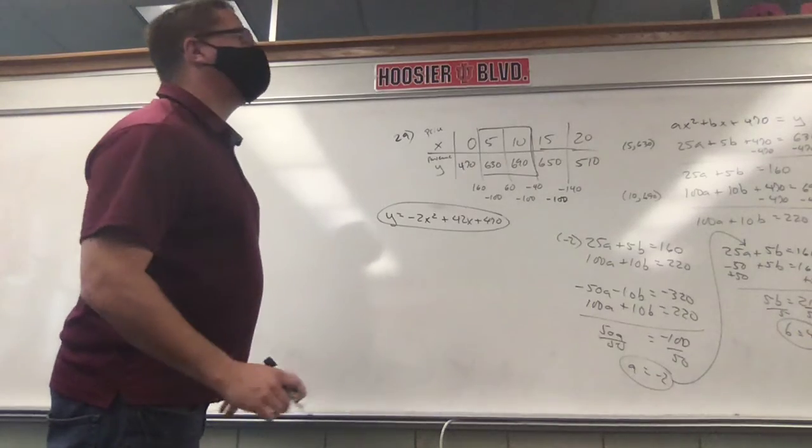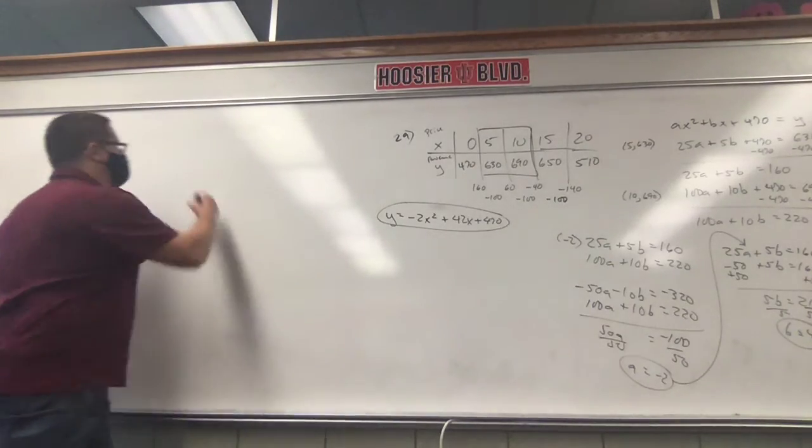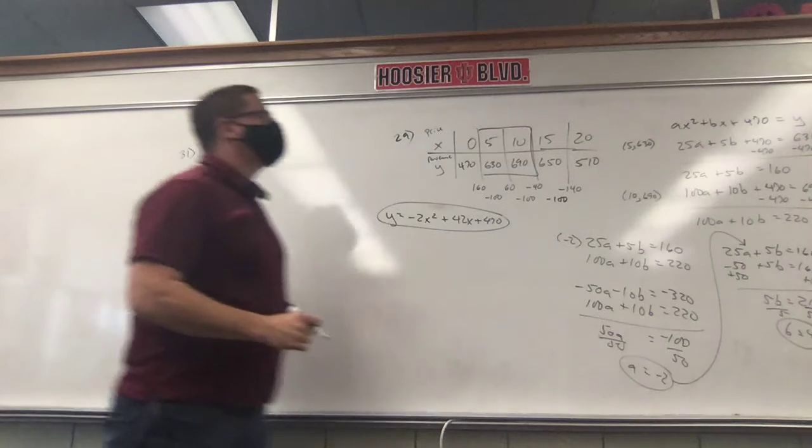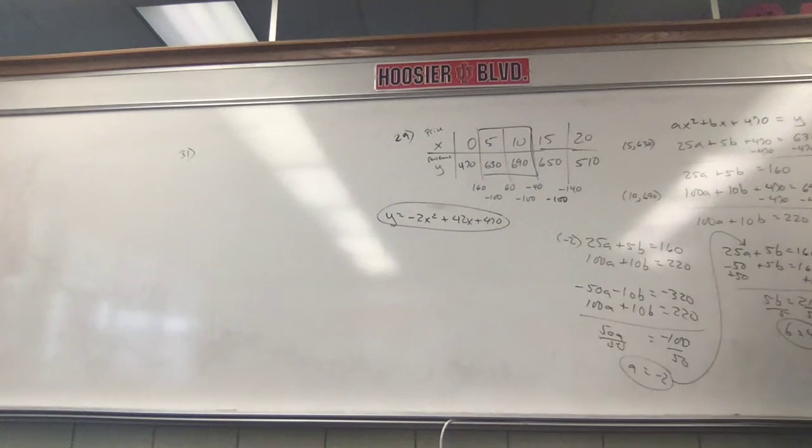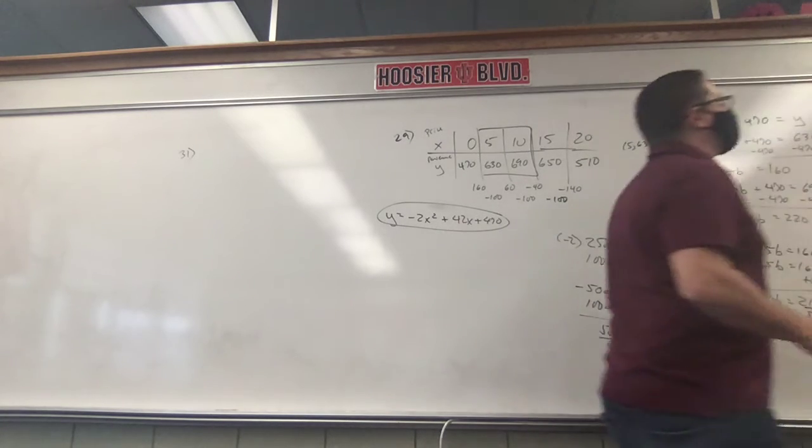All right, so let's look at number 31. Okay, so we have apply the differences in the outputs to determine whether the data is linear, quadratic, or neither. Okay, so we're talking about population. For 1 hour and how many hundreds of people. So we have 1, 2, 3, 4, 5.